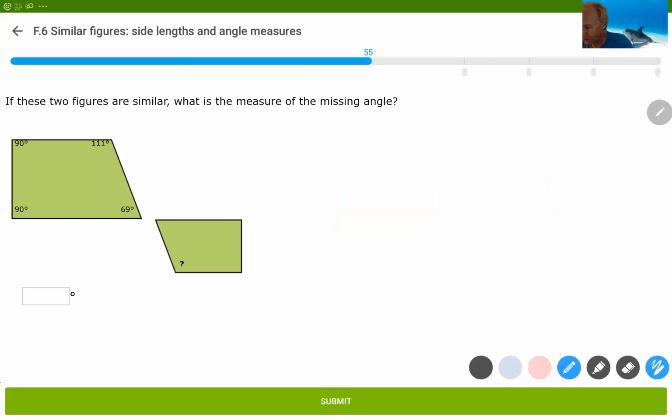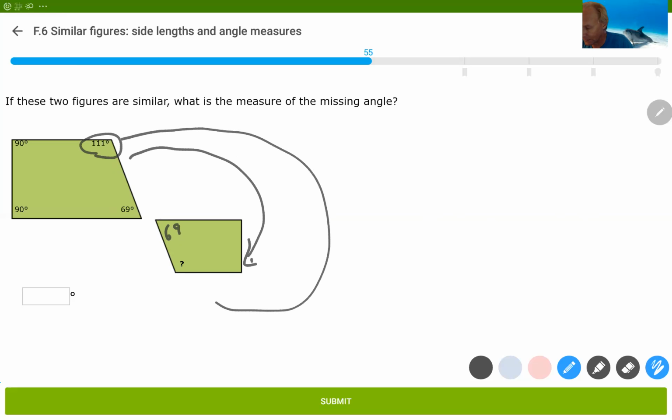Again, we've got an obtuse angle. Now this has been reoriented. So you need to be a little bit careful to make sure that this 69 matches with the 69. Notice that this has been rotated down. That means that this angle is coming down into right here, isn't it? Hopefully everybody can see that these are my two right angles. And of course, that's going to be my 111.